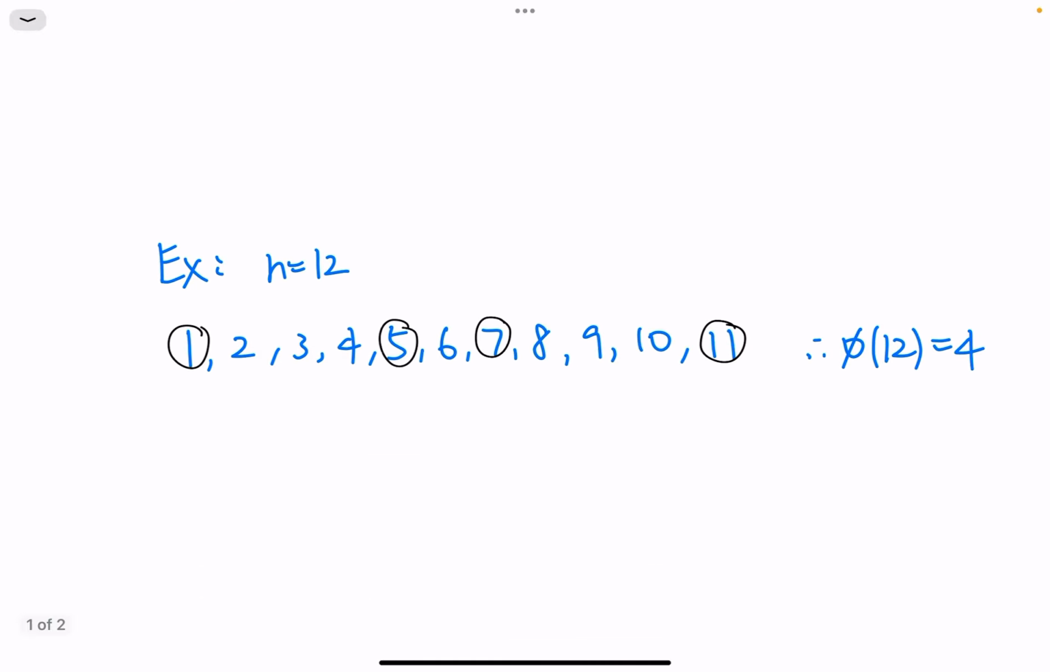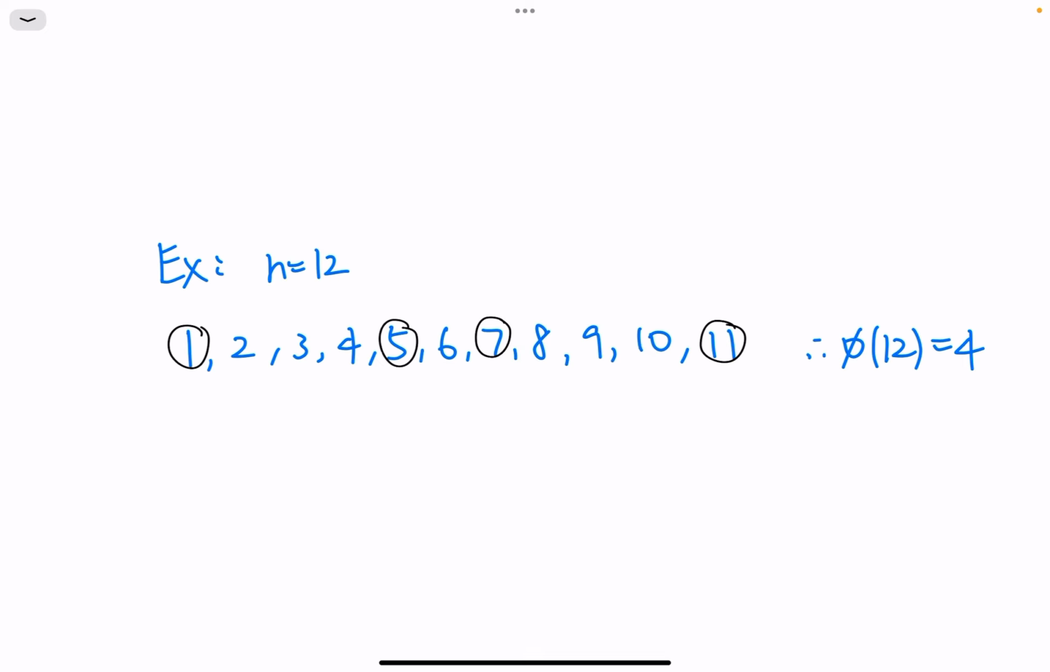We take n equals 12 as an example. We write out all the numbers from 1 to 12 minus 1, in this case 11, and we look at all the numbers and see how many of them are relatively prime to 12. We see that 1 and 12 are relatively prime. 2 and 12 have a common divisor of 2, so we don't circle it. 3 and 12 have a common divisor of 3. 4 and 12 have a common divisor.